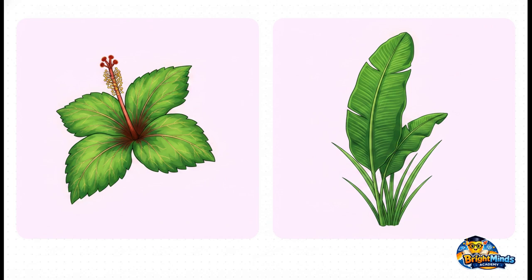The second is parallel venation. Think of these like straight racing stripes running right next to each other from the base to the tip. You'll see this perfectly organized pattern on blades of grass or massive banana leaves.